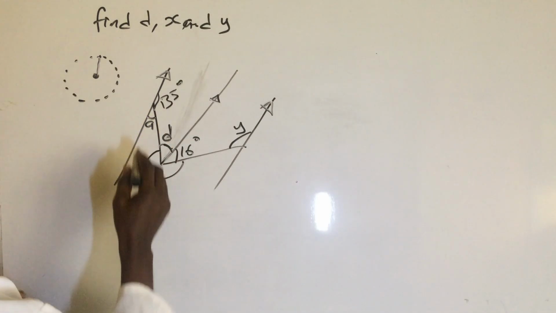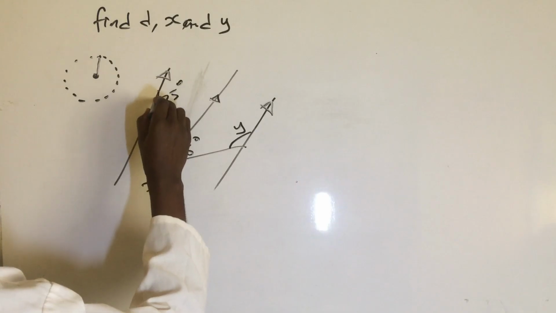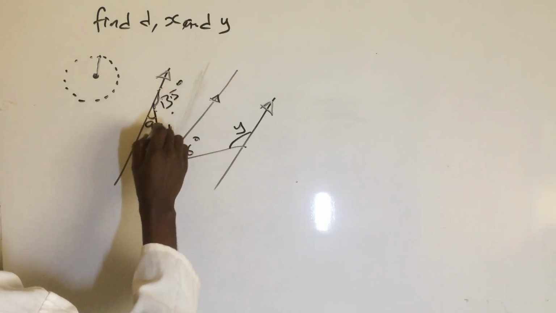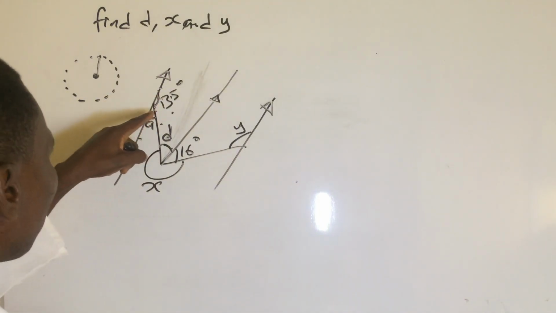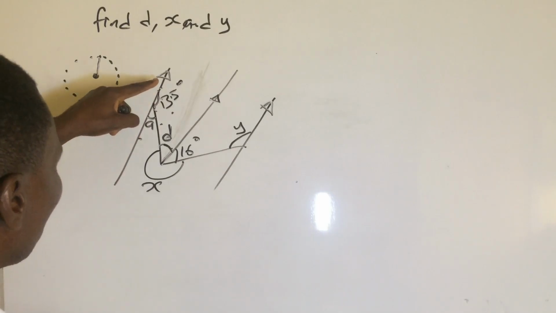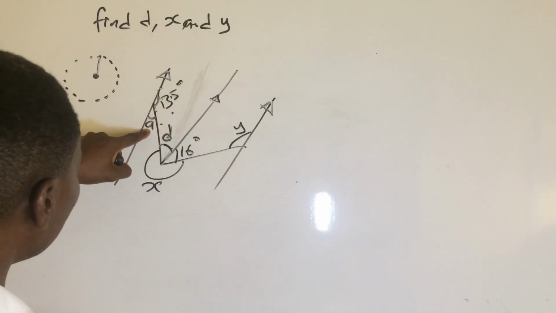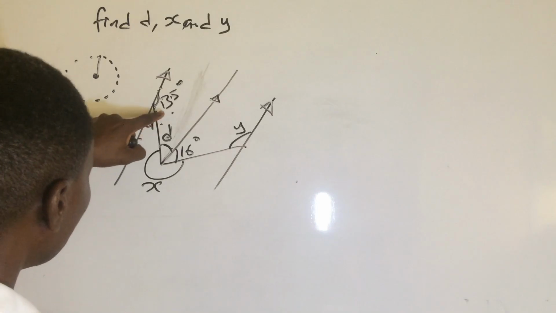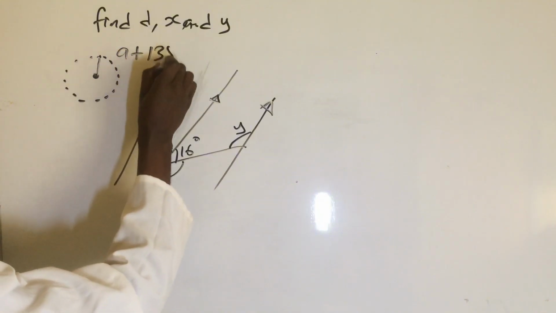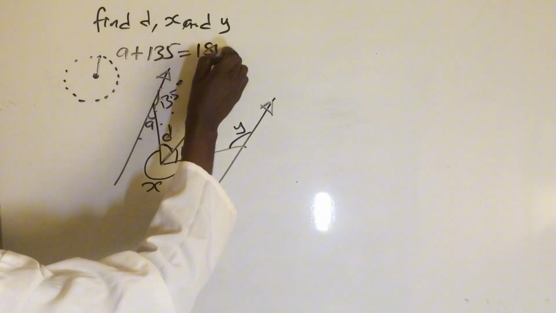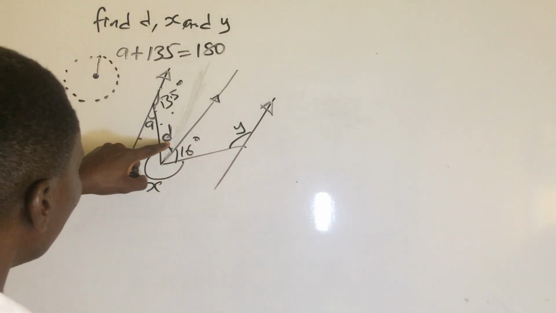Let's call it A. Now, finding the angle that will be here, we know that the angle of a straight line is 180, and we already have part of this. We already have the angle of this part of the straight line, which is 135. So in order to get the complete one, the angle here plus the angle here will give us 180, which means A plus 135 will give us 180.